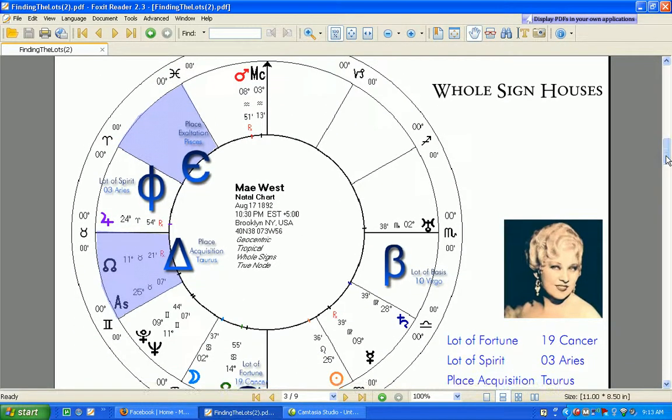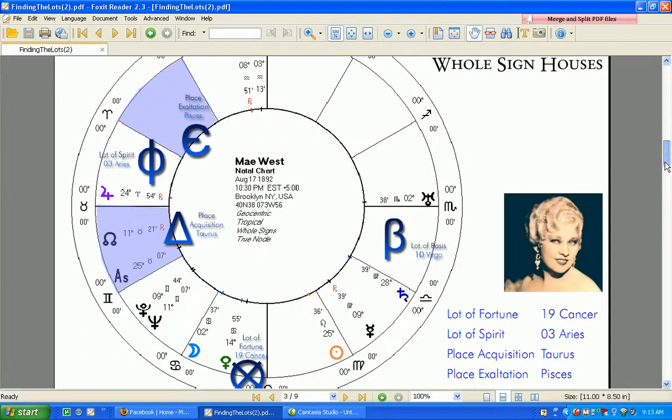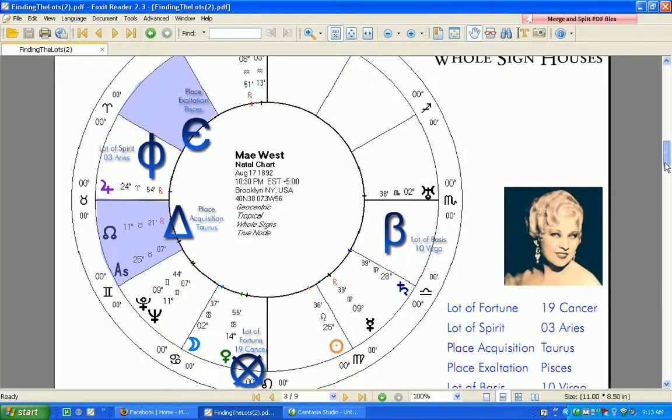So, in order to find the lot of basis, we need to find the distance between the lot of fortune and the lot of spirit using only the smallest arc. The arc has to be under 180 degrees, or whatever is the smallest arc. As we can see from here, the arc between Cancer and Aries is 270 degrees. That's a pretty large arc, right? But the arc from Aries to Cancer is 90 degrees. So we will go from the lot of spirit to the lot of fortune.